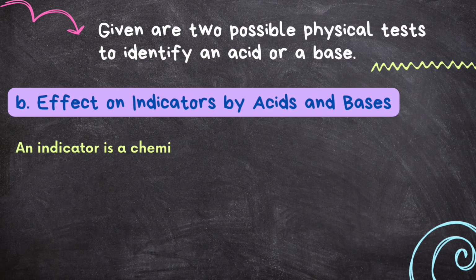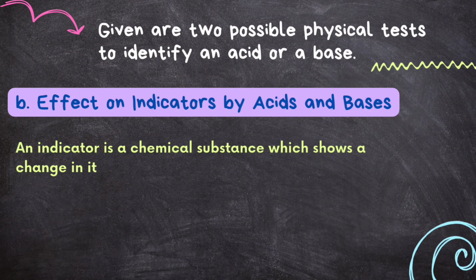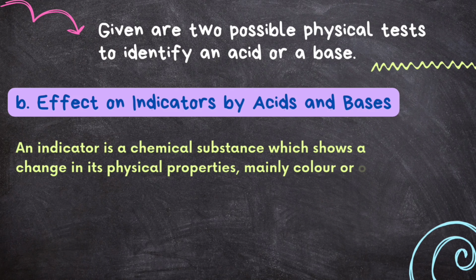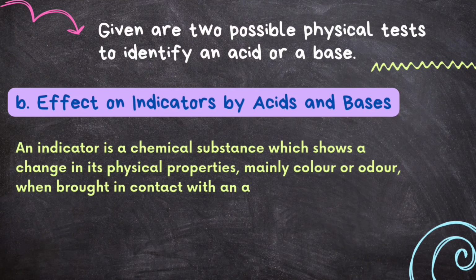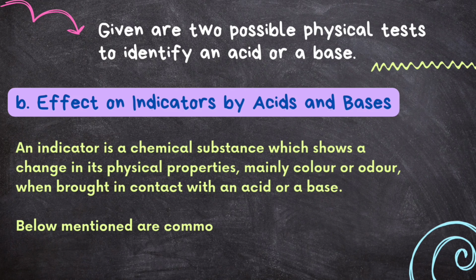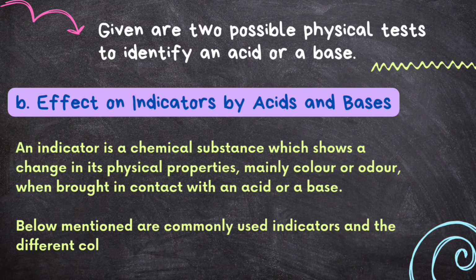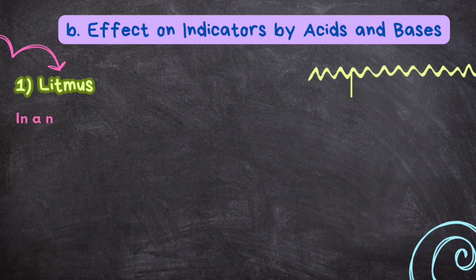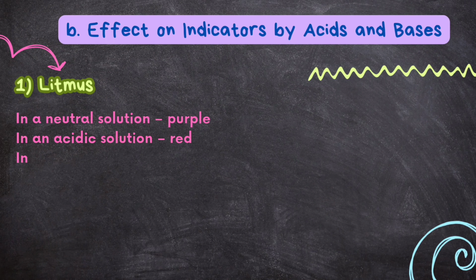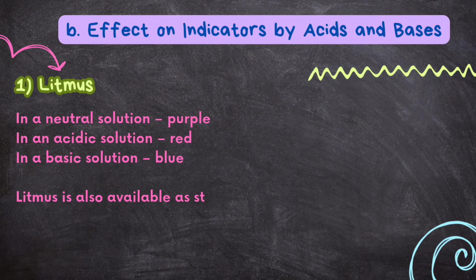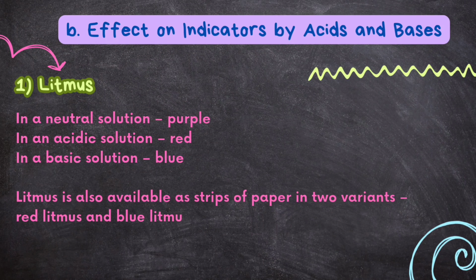B. Effect on indicators by acids and bases. An indicator is a chemical substance which shows a change in its physical properties, mainly color or odor, when brought in contact with an acid or a base. Below are commonly used indicators and the different colors they exhibit. A. Litmus. In a neutral solution, purple. In an acidic solution, red. In a basic solution, blue.